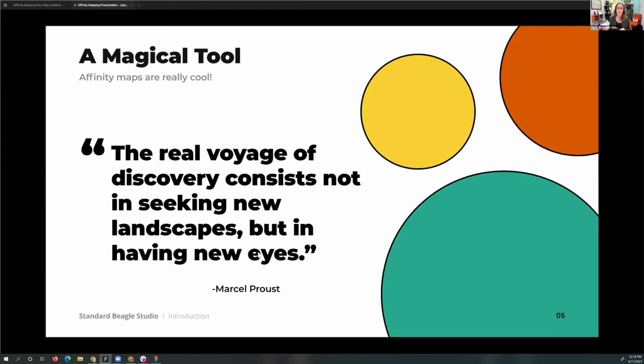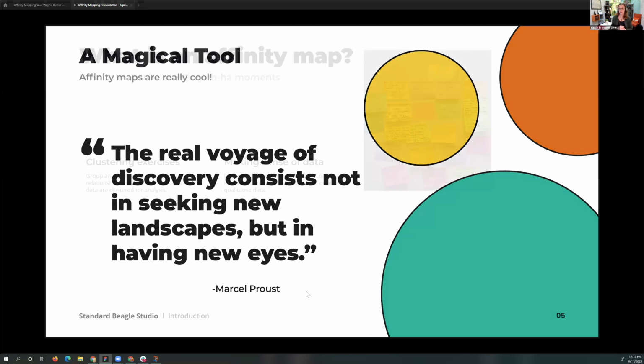I'm such a geek. I love affinity maps. Like, they are magical for me. And I don't know if any of you have any experience in them. I'm assuming that you've come here to learn about them. I think they're really cool. And the reason that I think they're really cool is that they allow you to see patterns that you don't necessarily see just by gathering data or talking to people, throughout the company. You have to put it all in front of you. And this tool gives you that aha moment. And like Marcel Proust said, it's all about having new eyes on something.